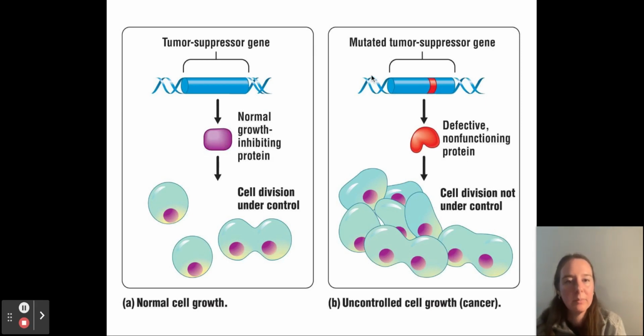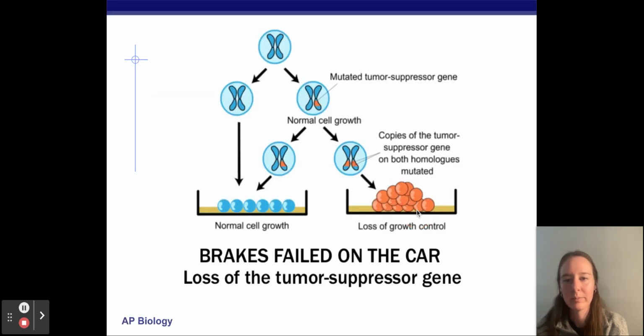But let's say you have a mutated tumor suppressor gene. So this piece of the DNA has been changed. Now you're going to make a defective protein. The protein is not going to work properly. It's not going to actively be able to bind to cyclins or stop the cell cycle from continuing. And so the cell cycle will not be under control. All the cells around will continue to divide. Uncontrolled cell growth. So again, this is like brakes failing on the car.